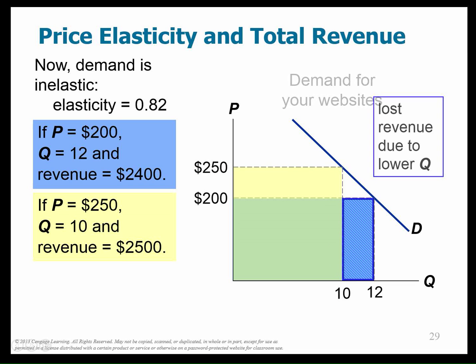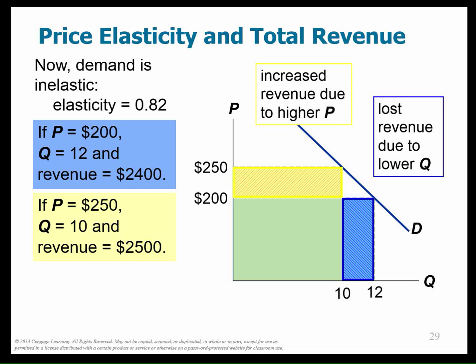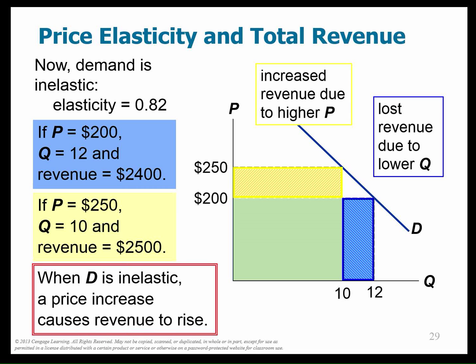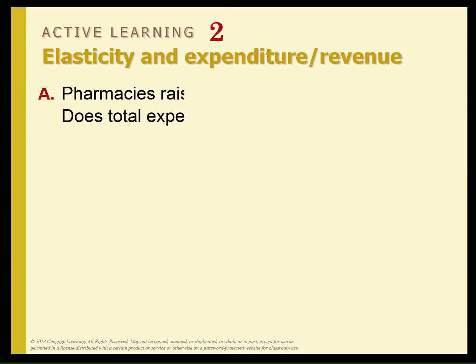If I compare those two, it's actually true that the lost revenue is less than the increased revenue due to the higher P, so overall, I am making more money because I can raise my price when it's inelastic. This makes sense. If people aren't going to change their buying habits, their Qs, then keep raising price as much as you can and get as much revenue and profit as you can.